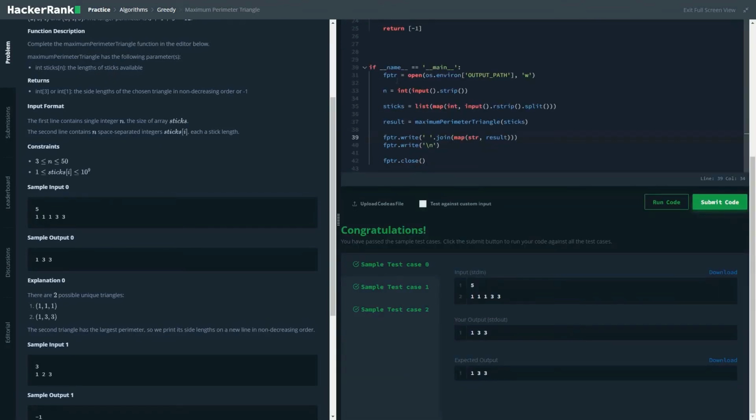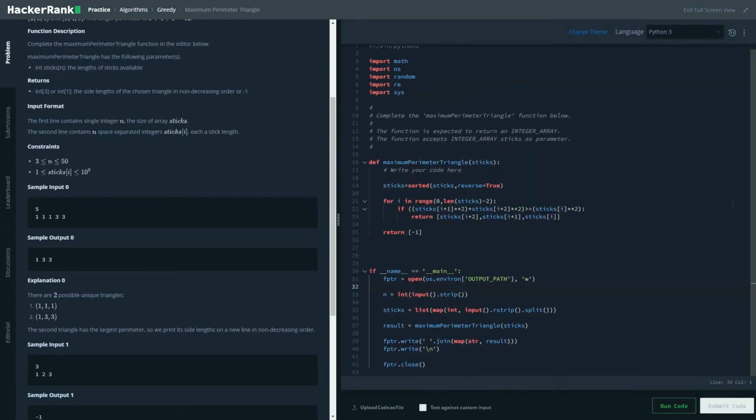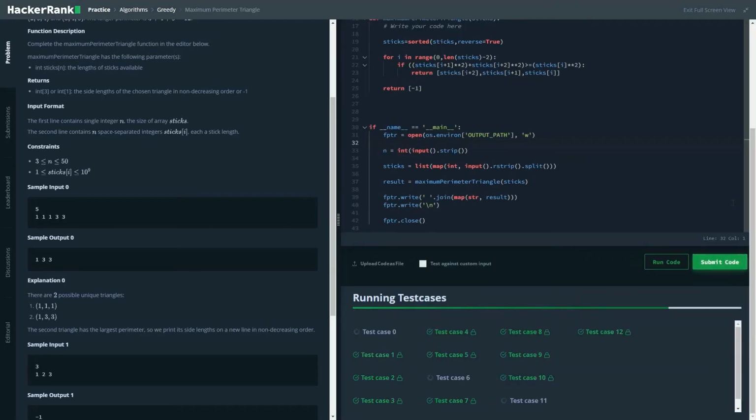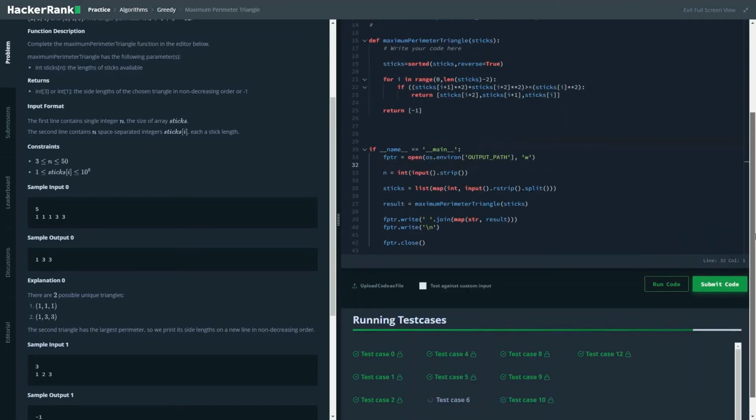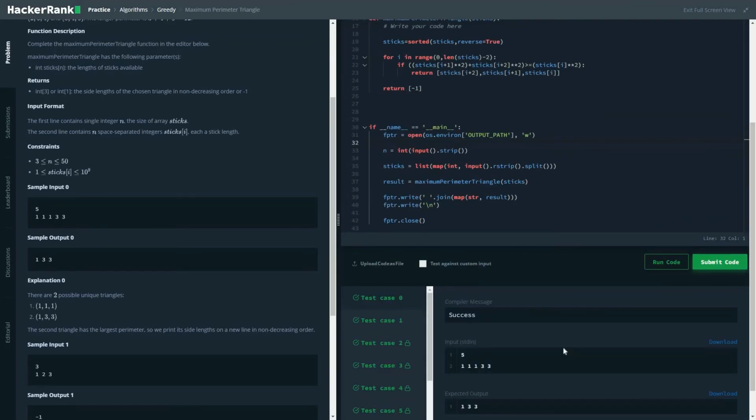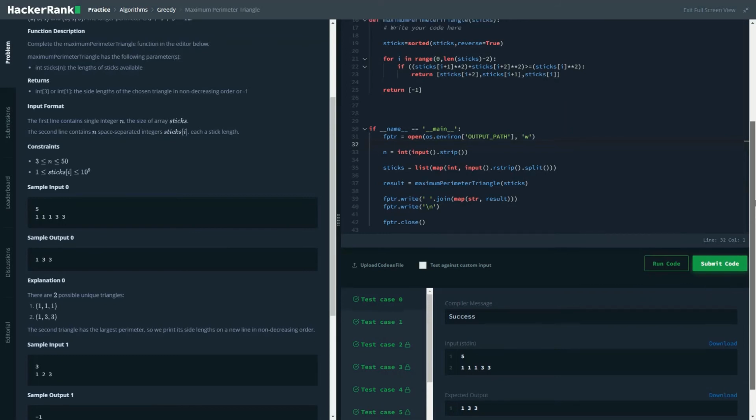As you can see, it passed the test cases. Let's submit it. I hope it would pass all the test cases. Yes, it passed all the test cases.